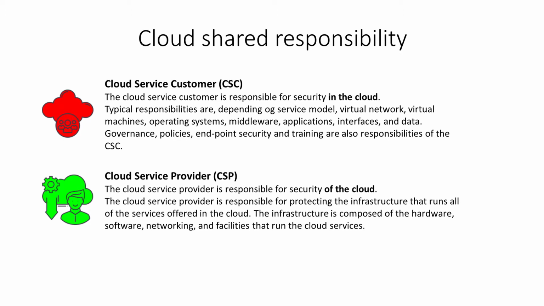In the first lecture in this section, I talked about the Cloud Shared Responsibility model. This model is central to understanding security in the cloud. As a cloud customer, or CSC, you are responsible for security in the cloud. Depending on the service model, this means that there will be many responsibilities for you as a cloud security architect to fulfill. The cloud service provider, or CSP, must fulfill all responsibility for security of the cloud. This means hardware, software, networking, and data center facilities.